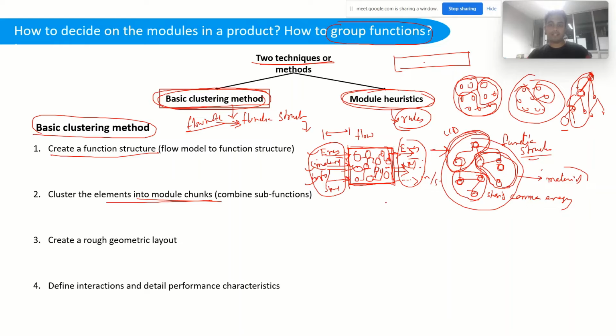After that, you go for a rough geometric layout. However, while doing this at this stage, you also need to consider future technology. For example, a particular technology is soon going to come, you know that, and you will need to change that technology for future use. So you cannot group that particular technology within a set of other technologies. It will be difficult for you to manage that in a product pipeline.